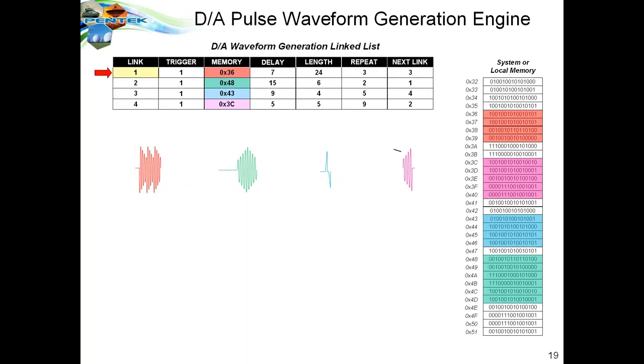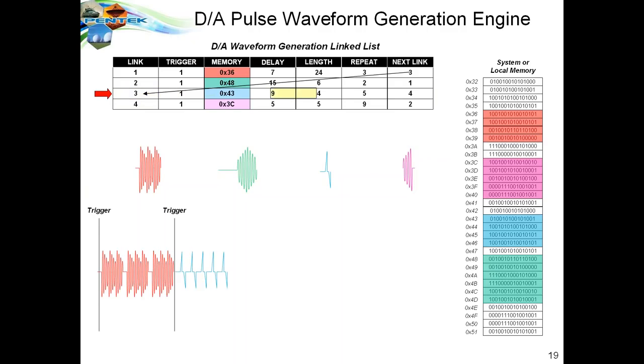Now, let's say we start by saying, I want to start with link number 1. I get a trigger. And what the engine does is it uses the parameters in the link to generate this waveform after a delay of 7 clock cycles with a length of 24 samples and a repeat cycle of 3 times, and it completes the output generation. Here that waveform appears at the D to A converter output as an analog waveform. Now at the end, we see the next link is link number 3. So on the next trigger, we start generating the waveform associated with link 3.